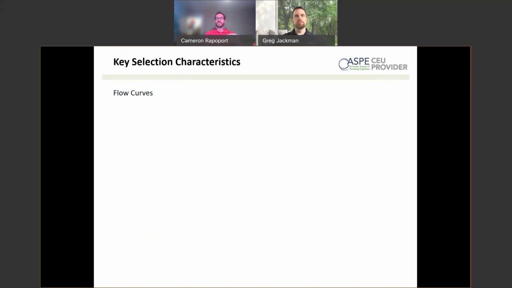So key selection characteristics. The first one is flow curve. So how much pressure loss and at what flow rate? Not every flow curve is built equal, right? Some valves have more pressure loss than others, but most of the time, a valve will be better in some sections than other valves, and then worse in some sections than that same valve. So at your max flow rate, one valve might be better than the other, but not necessarily at that UL rated flow.